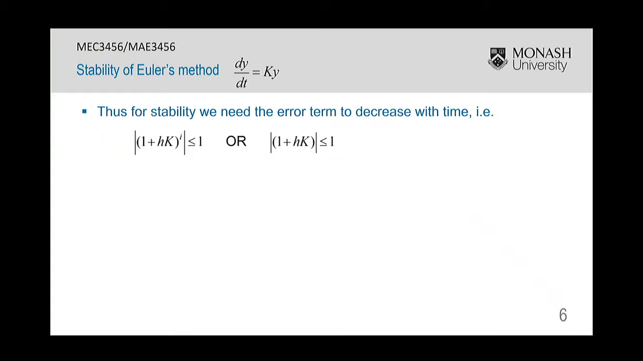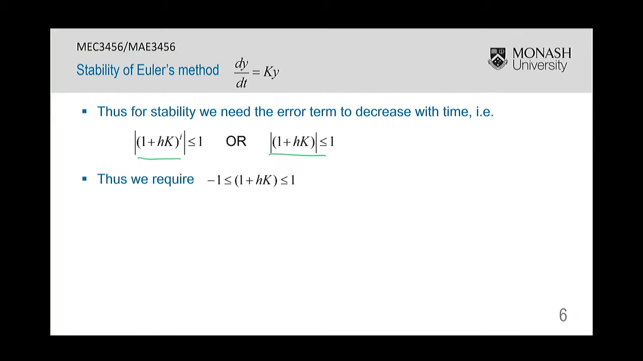So, for stability, we need the error term to decrease with time. What that means in this context is that (1 + hk) raised to the power i is less than or equal to 1, but that's entirely equivalent to saying the magnitude of 1 + hk must be less than or equal to 1. In actual fact, for the error to decrease, that must be a strict less than.